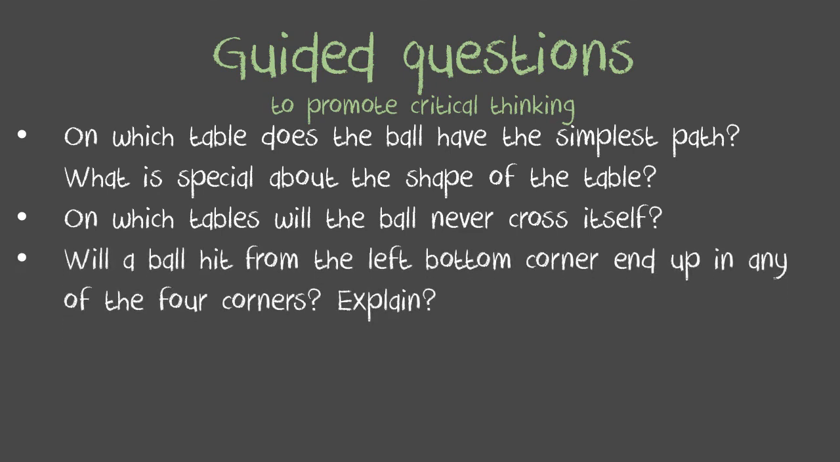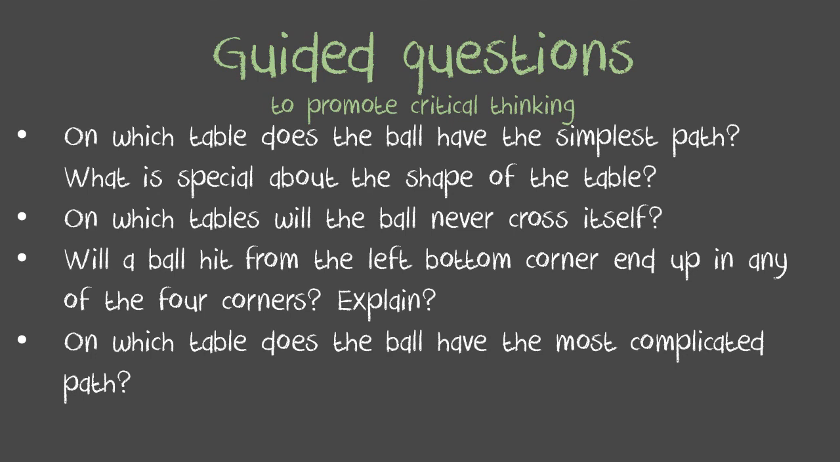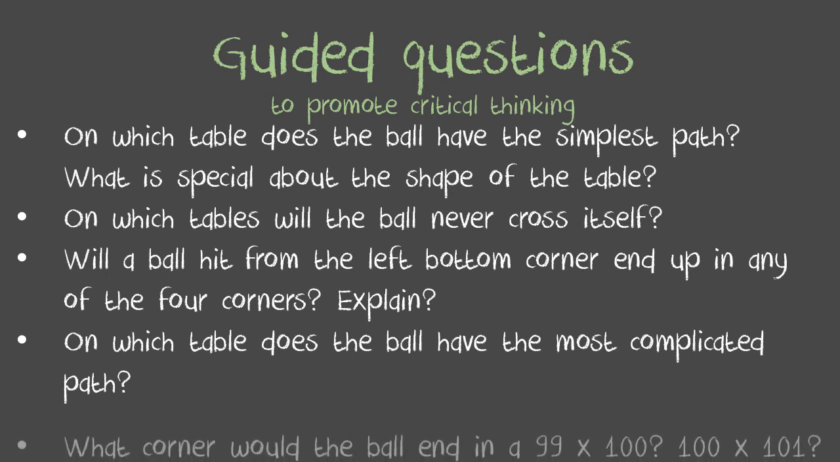And will a ball hit from the left bottom corner end up in any of the 4 corners? Explain. So if you're hitting a ball from the left corner, which is where we've been hitting it, what if we changed over to the right corner? So looking at the different corners, does it make a difference on where the ball goes? And on which table does the ball have the most complicated path? Is there a path that you can divide every single square in half with your 45-degree angle?